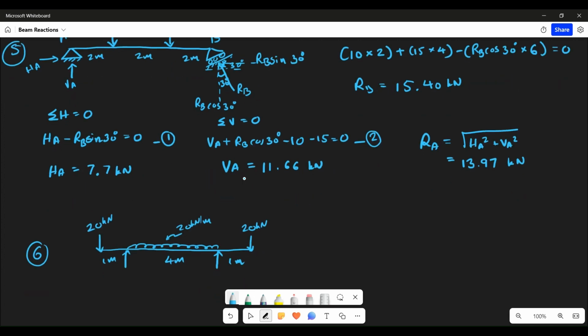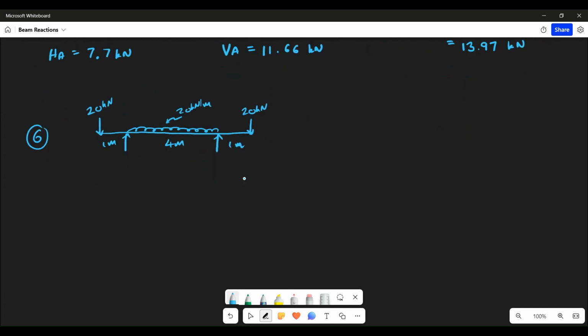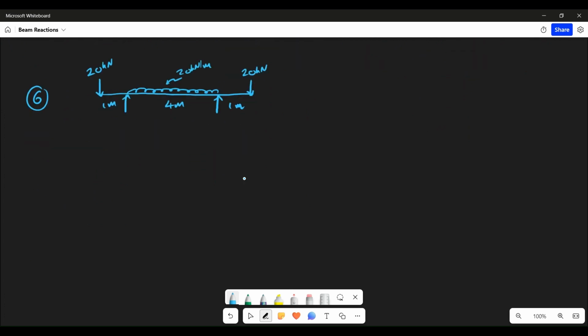Now let's see one more very short example here. Now look at this example. This is a simple overhanging beam, right, with two point loads and one UDL. But what you see here, if you cut this beam halfway vertically, you see mirror image on both the sides, right? Mirror image means you have same loads here and same distances here. So you can call this beam a symmetrical beam.